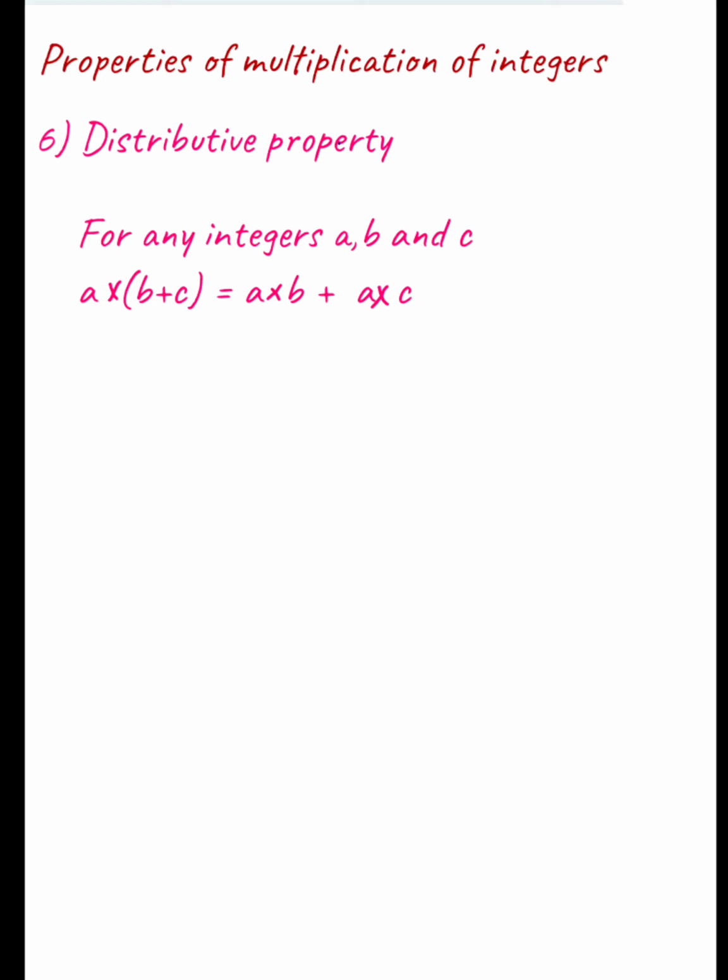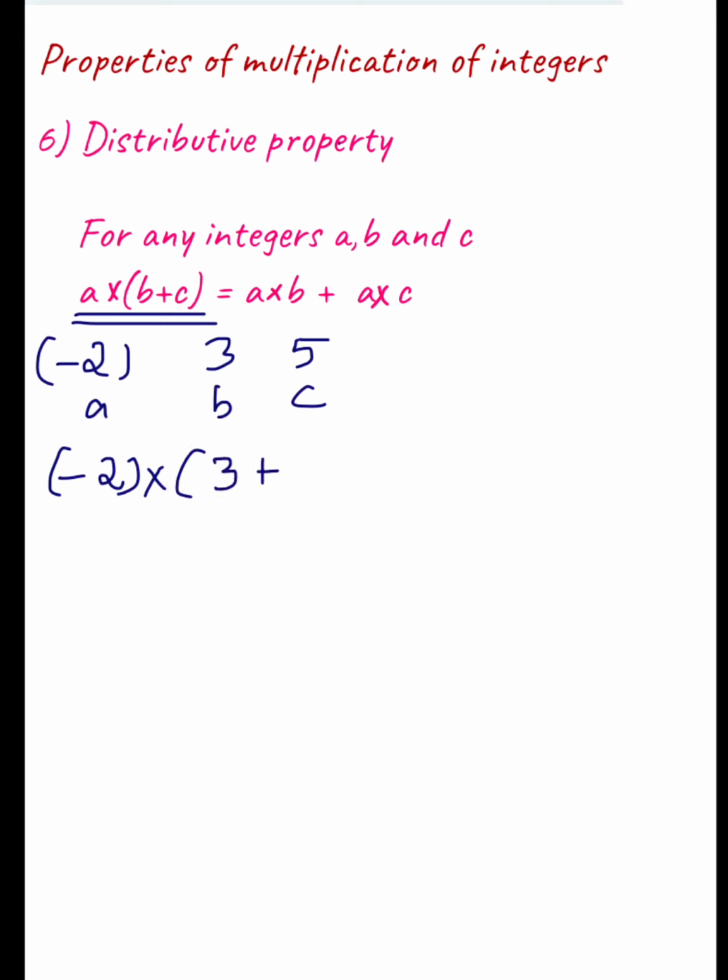That means if you are taking any three integers a, b and c, and you do a into (b plus c), then its answer will be equal to a into b plus a into c. Let's check this by taking an example. Let's see whether it is true for integers. Let's take a equal to minus 2, b equal to 3 and c equal to 5. Now first let's do a into (b plus c), that means minus 2 into (3 plus 5).